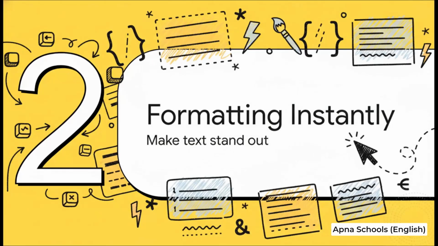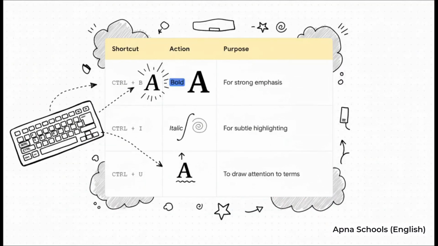Okay, so now that we can edit text super fast, let's look at our next toolkit: making it look good, all without ever touching that mouse. This is all about adding impact and clarity in just an instant. Here they are, the big three of formatting. You've got Control+B for bold, to really make a point. You have Control+I for italic, to add a little subtle emphasis. And Control+U to underline a key term. Three commands, instant visual punch.